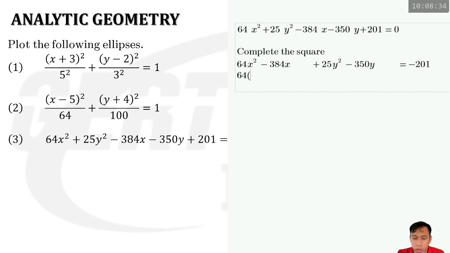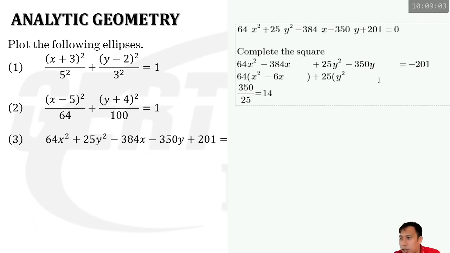64 times x squared minus 6x. Okay? Then, space. I want to leave a space dyan. Then, 25 times y squared, no? Then, ito naman, 350, try to divide it by 25, and you'd get 14, no? So, minus 14y, okay? Then, space, equal to negative 201.